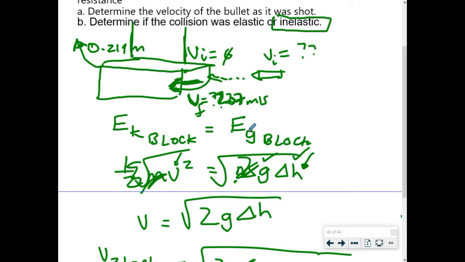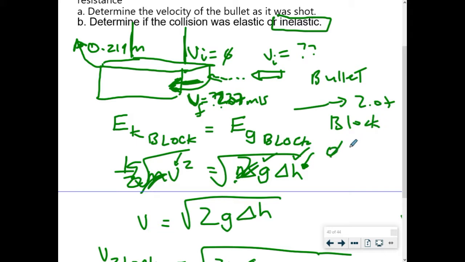Say that one more time. The block itself went from nothing up to 2.07 meters per second. The bullet went from a couple hundred meters per second. Why didn't it go down to 0, by the way? Because it's still in the block and the block is moving. Well done. Let's even try to write that out. The bullet is going to go from something down to 2.07, while the block is going to go from 0 up to 2.07. That's kind of our logic.